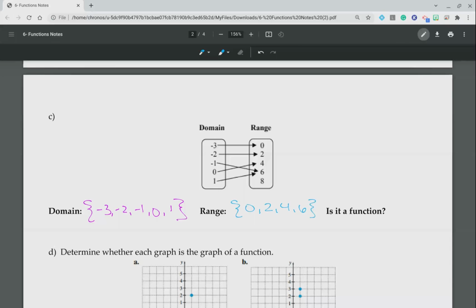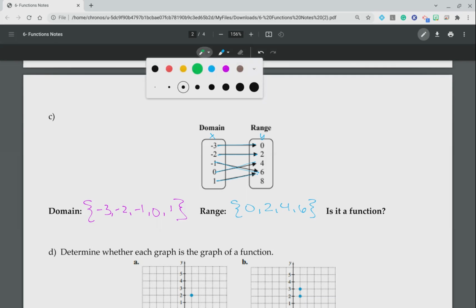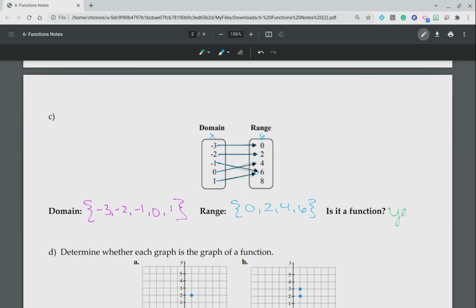Now, notice I did not list 8 in my range. Nothing goes to 8. There's no x value here that is pointing to 8. So is this a function? Well, each one of these x's goes to a unique y. So therefore, we would say, yes, this is a function.